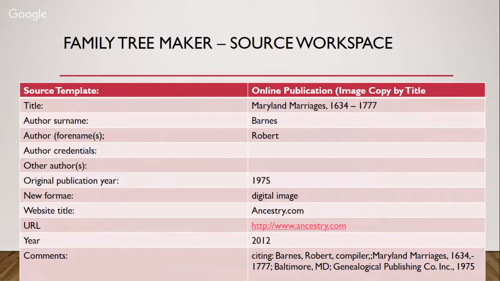Now, remember, I need to somehow present the fact that what I'm looking at from Ancestry is citing the book that Robert Barnes published. So what I put in the comments field of that screen is citing :space Barnes, Robert, compiler, :space Maryland Marriages, etc., etc. So I have more details in the citation, but I put it in the comments because I'm probably going to have to use it more than one time.